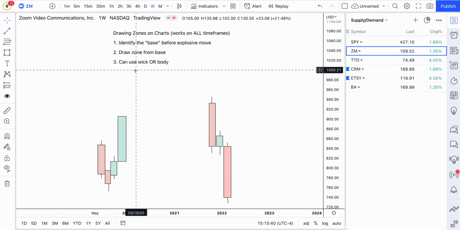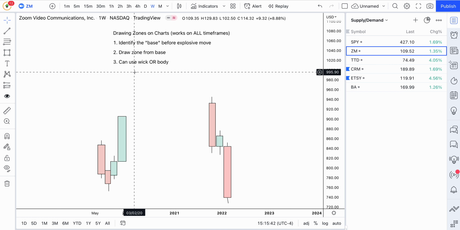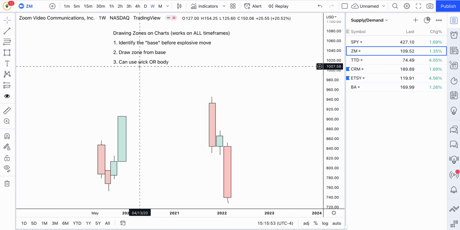There's really 3 steps when it comes to drawing zones on the charts. First one is identifying the base of the explosive move, so where the actual consolidation is, where the supply and demand zone is. You're going to draw a zone from the base, and then you can use the wick or the body, and I'll get right into that in a second.